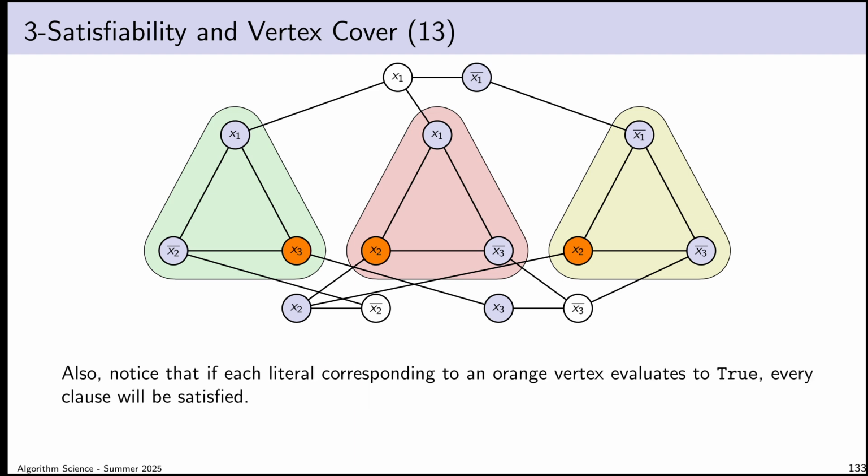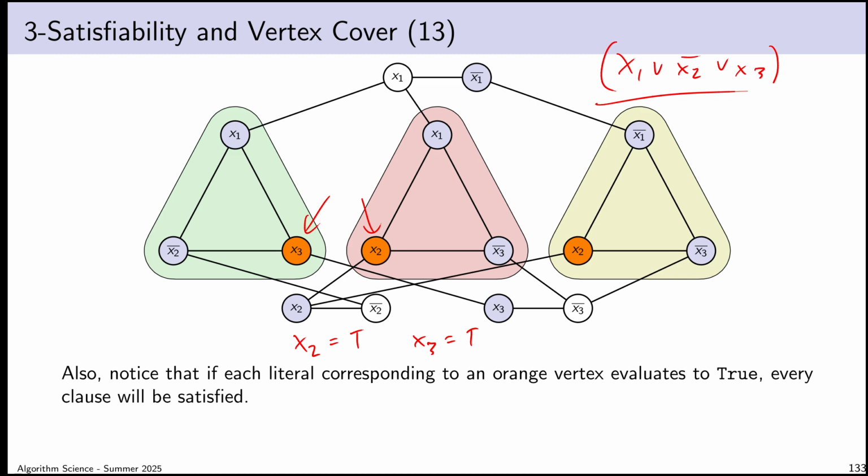Also, notice that if I take the orange vertices and set each of them to true, in this case I've only chosen x2 and x3, so x2 equals true, x3 equals true. Notice that if I do that, obviously each of the clauses is going to be satisfied because there is 1 orange vertex per clause. If I ensure that all orange vertices evaluate to true, every clause will evaluate to true because the clauses themselves are logical OR operations. So the first clause, for example, is this. As long as at least 1 of these 3 literals is true, the clause will be true.